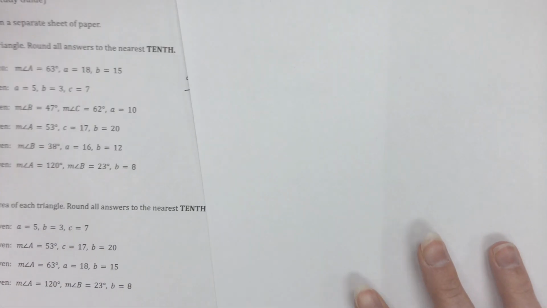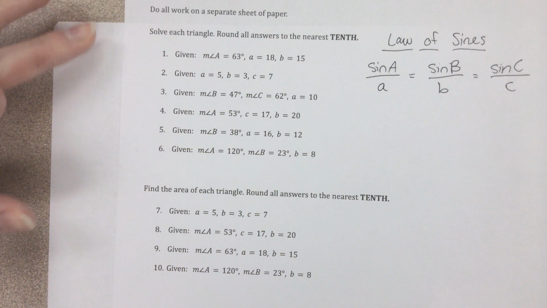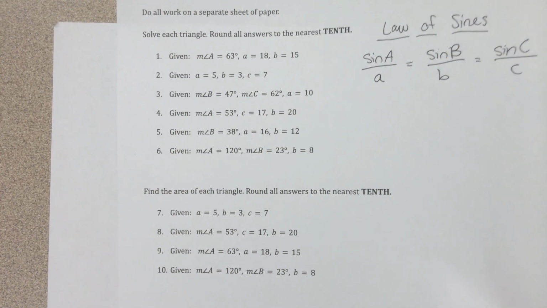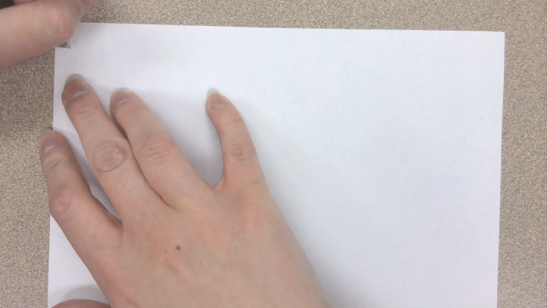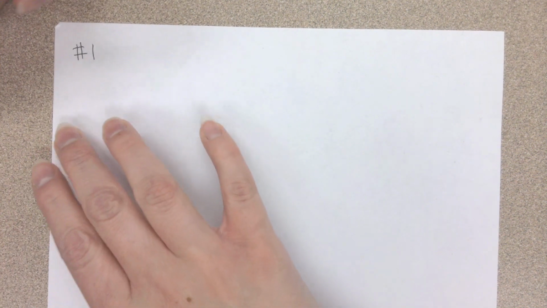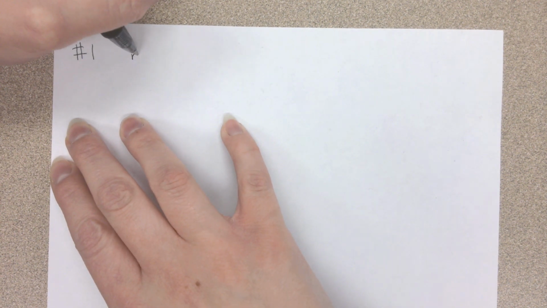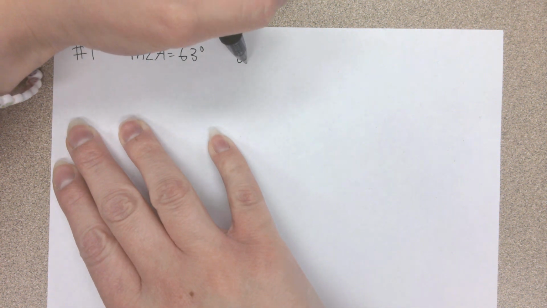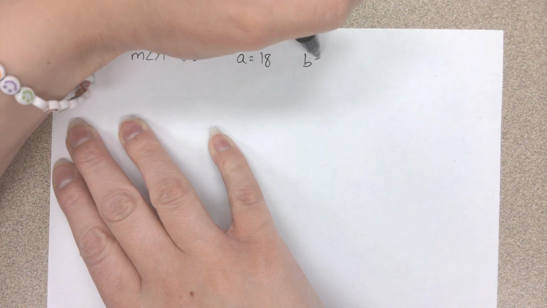And as you can see, I'll have to do this on my own piece of paper. First problem. In the first 6 problems, these are all solving problems completely, and per usual, we'll round to the nearest tenth for our answers. First problem, number 1. I'm going to write down the givens. Measure of angle A is 63 degrees. Side a is 18, and side b is 15.